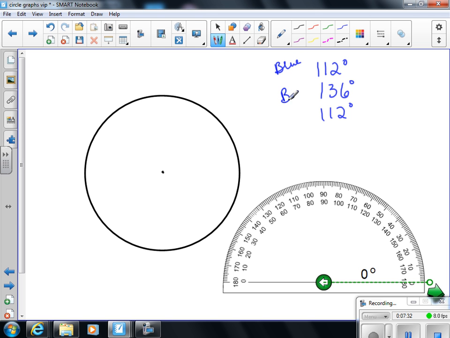This was brown and hazel. I know you don't have to recopy that. That's just to remind me. All right, so let's take your protractors.